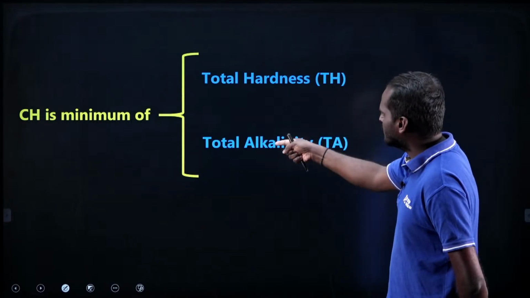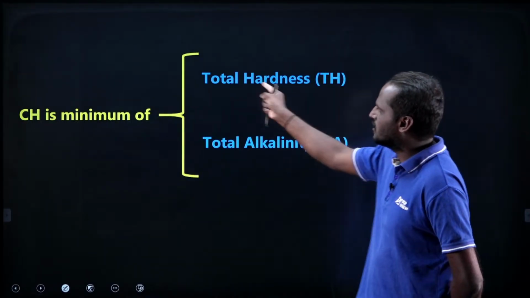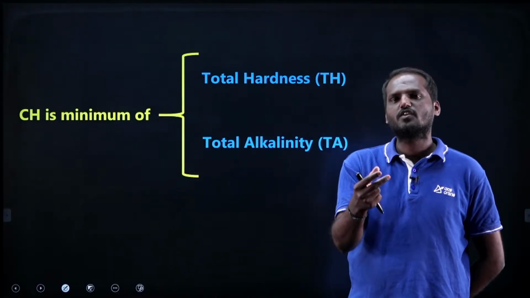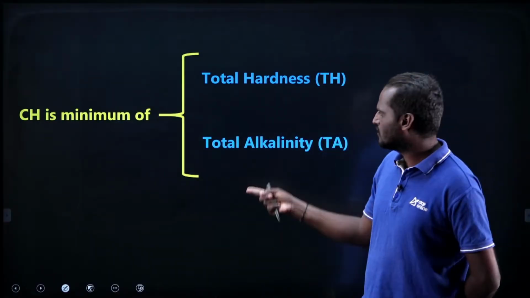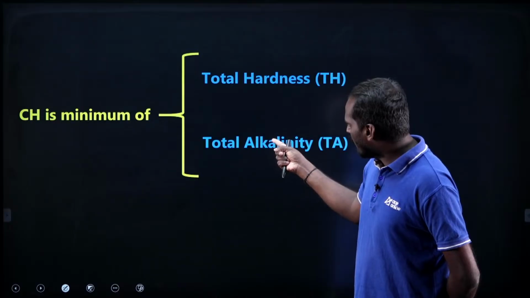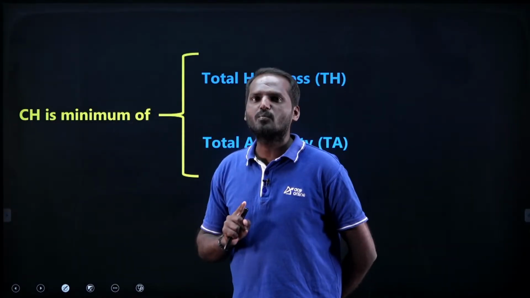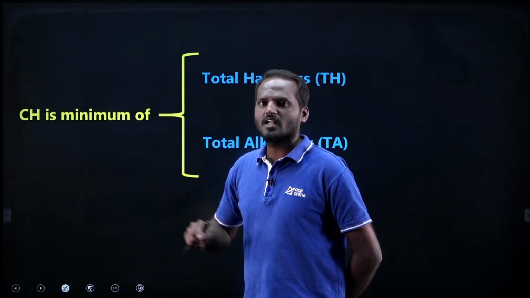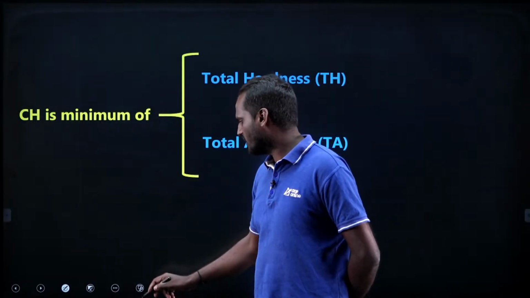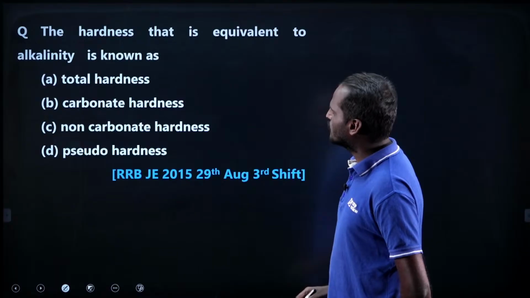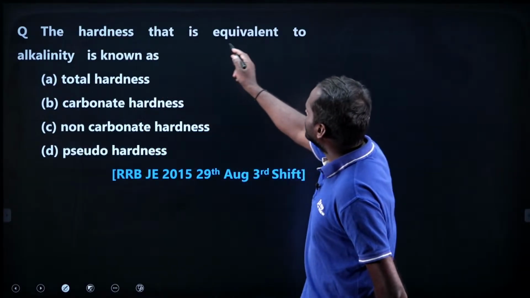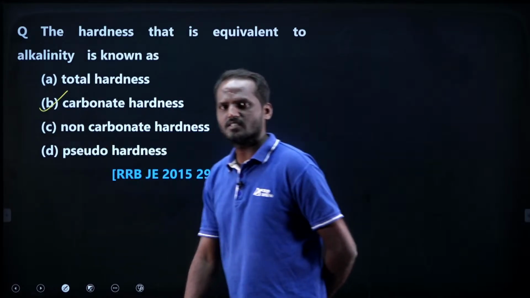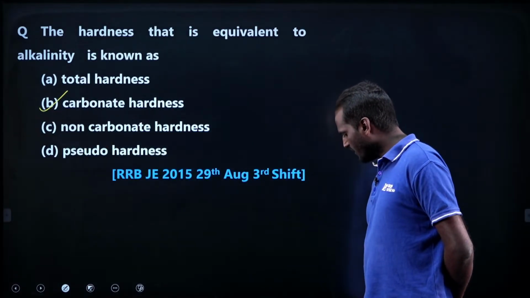Out of hardness and alkalinity, whichever is minimum is equal to the carbonate hardness. Here in this question, the hardness which is equivalent to alkalinity we call carbonate hardness, right? A very easy question. The answer is that the hardness equivalent to the alkalinity is known as carbonate hardness. Option B is correct. Try to answer, my dear friends.